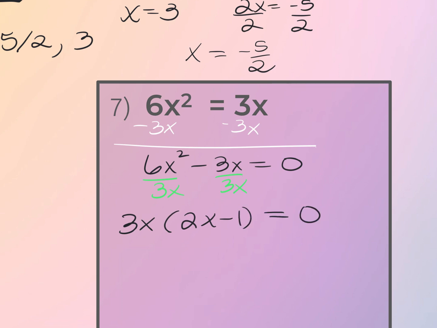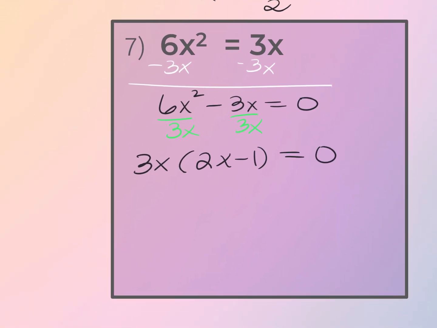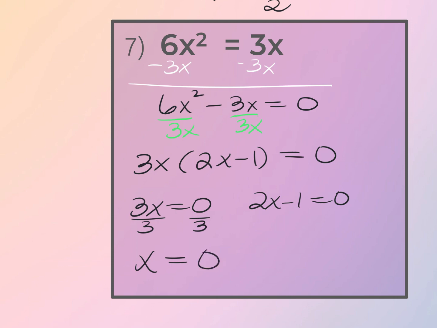And now set each of your terms equal to 0. So I set the 3x equal to 0 and the 2x minus 1 equal to 0. Here when I divide, 0 divided by anything is just 0. Over here I have to add the 1 and then divide by 2. And x equals positive 1/2.